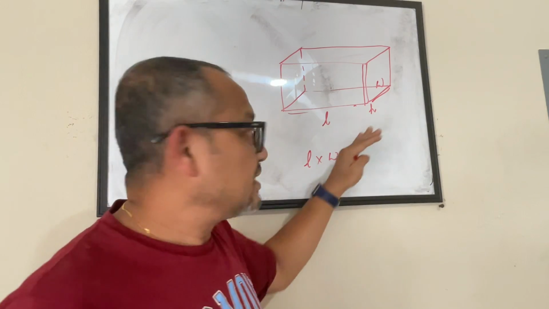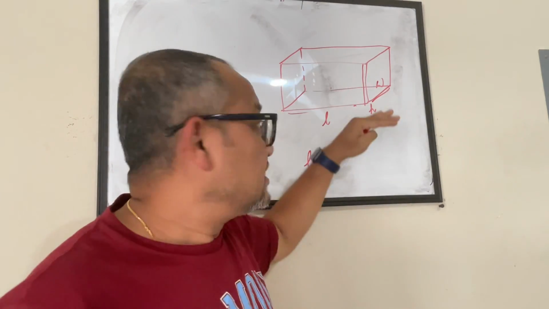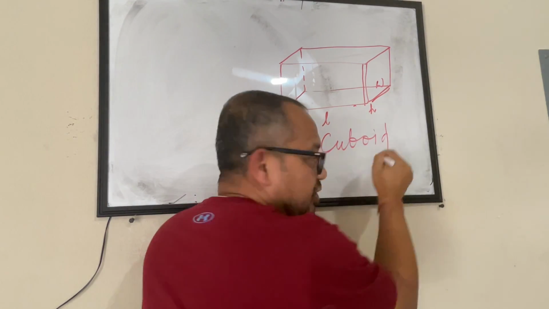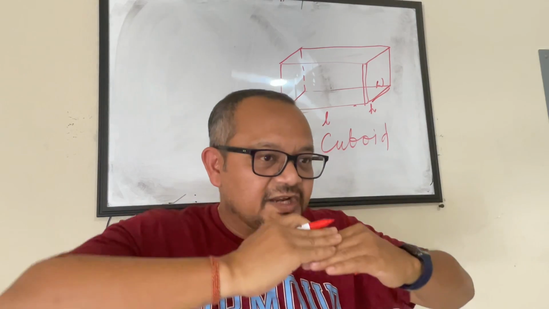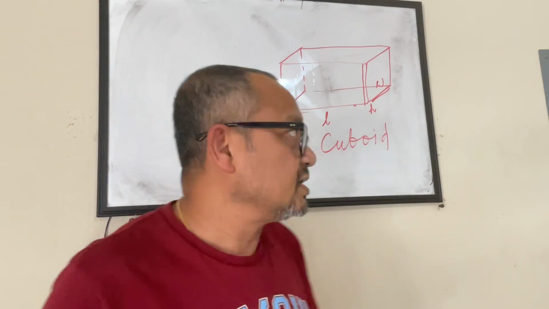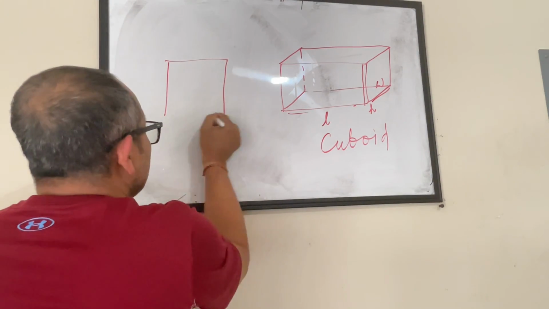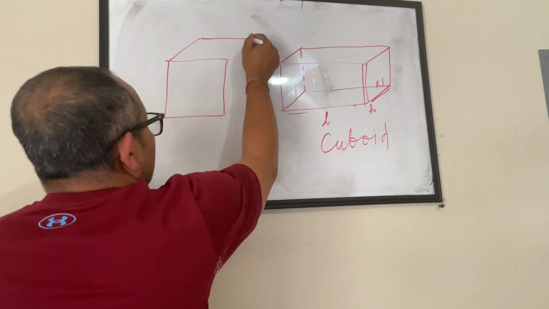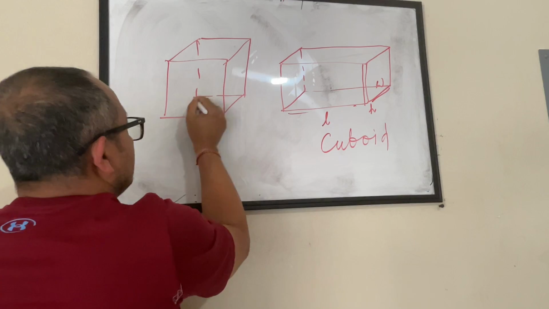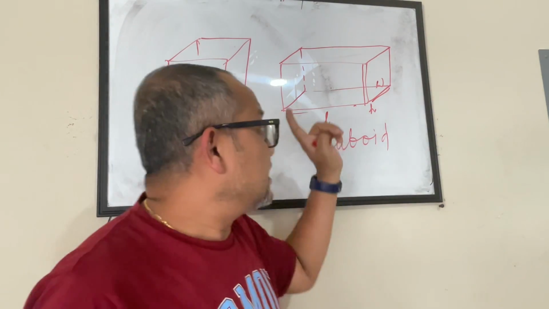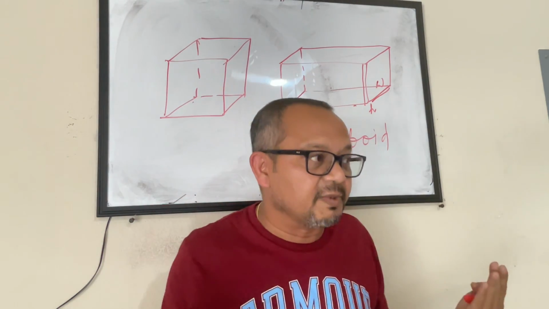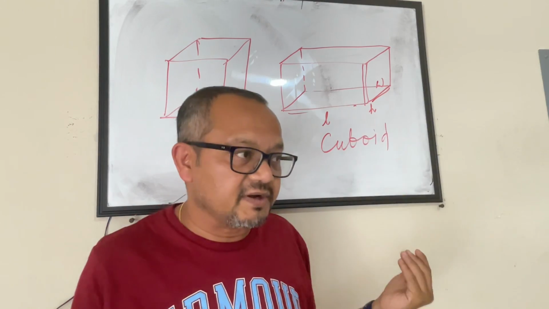So the volume of this object is called a cuboid. So when you extend a rectangle and add height to it, that is called a cuboid. Similarly, if you have a square and you add height to it, that becomes a cube. In case of a cuboid, length, width and height all are different. As we all know, a rectangle has length and width being different. Similarly, the height also can be different or same, doesn't matter.